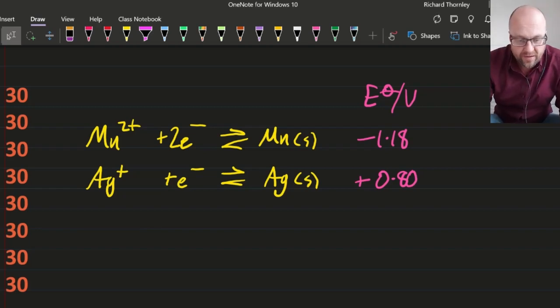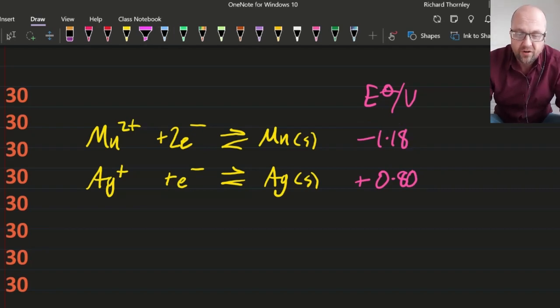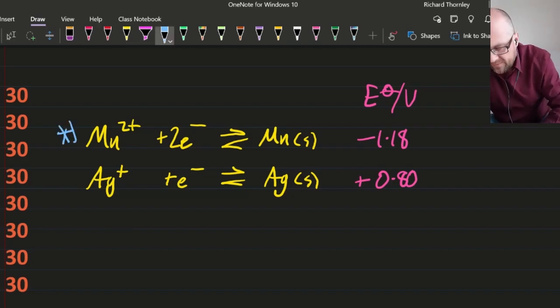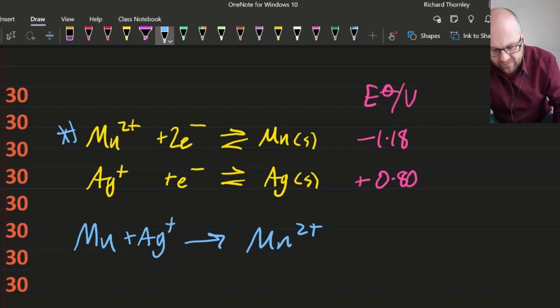First of all, just check they didn't trick us. The most negative one's at the top, just like in the IB data booklet. So take the most negative standard electrode potential one and flip it round. I'm going to flip this one round: Mn goes to Mn2+, and then I'm going to add it to the silver plus here, plus silver.